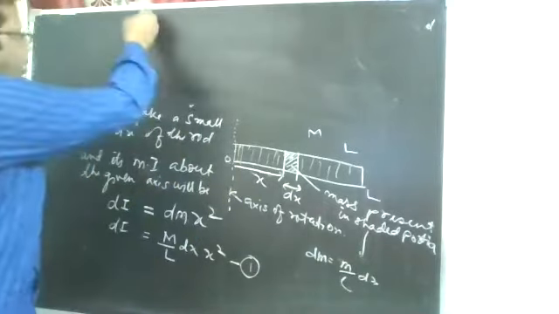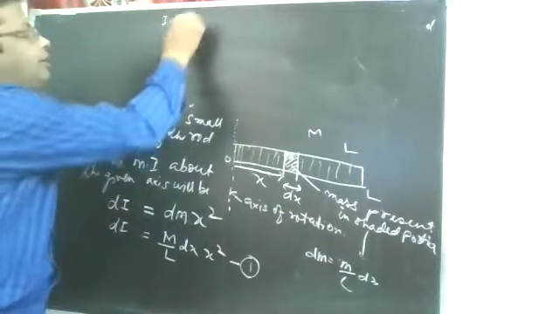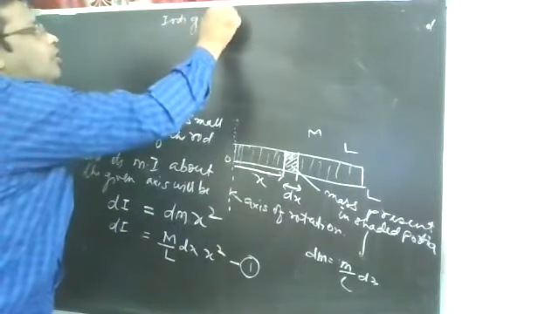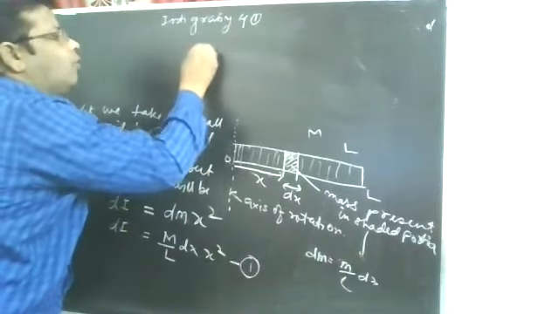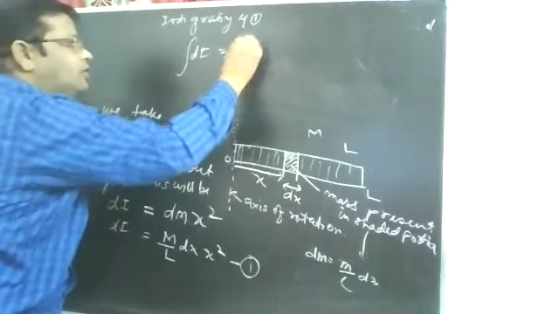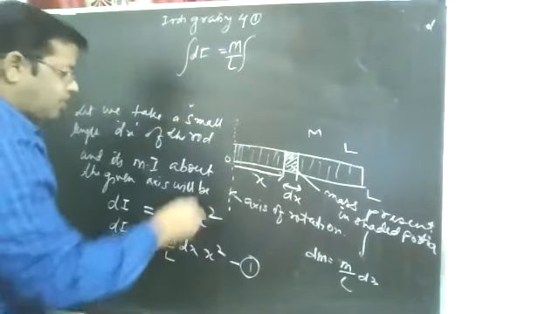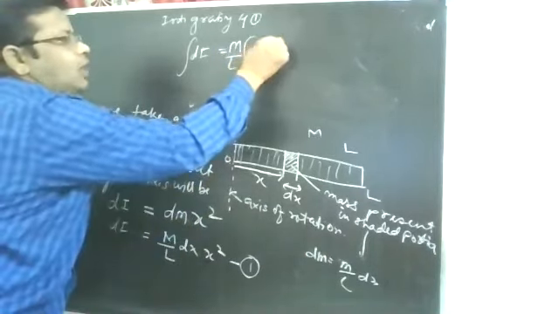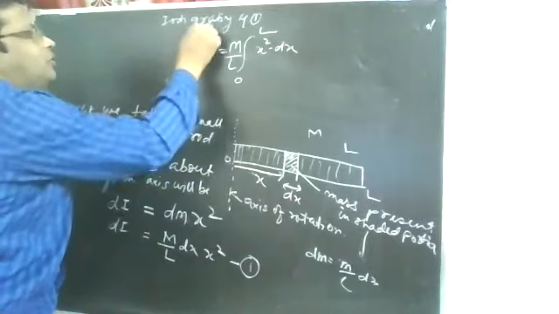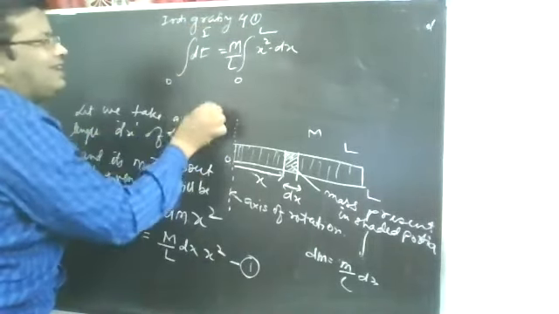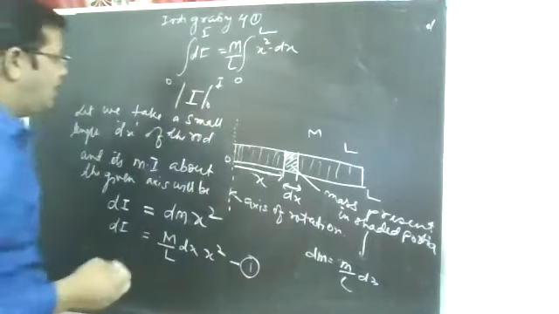Now we are integrating equation 1. What is the limit of integration? M by L is a constant term, keep it outside, and integrate x square into dx. The limit is 0 to L. The total moment of inertia, the integration of dI, goes from 0 to I, that is I minus 0, which is I.